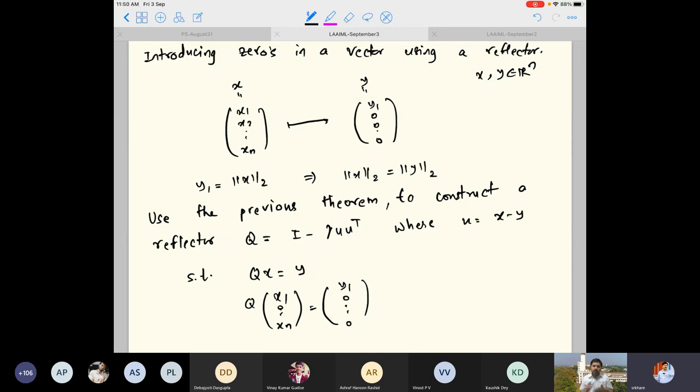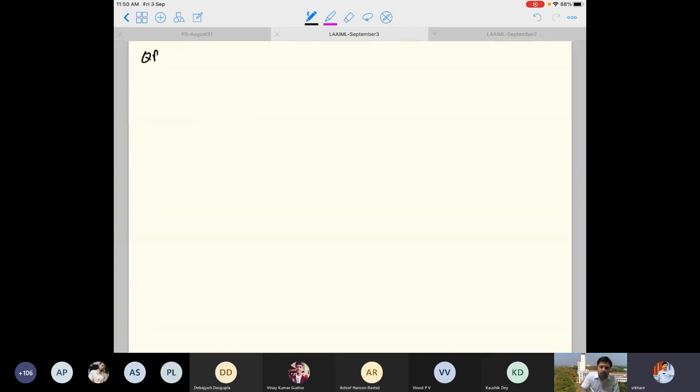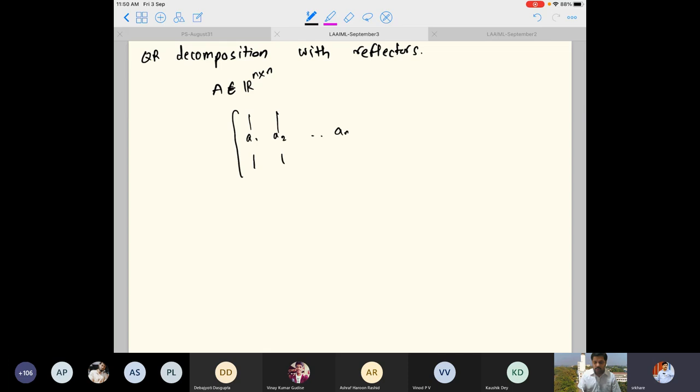And once you are able to introduce the zeros, then what do you do? You apply this repeatedly n minus 1 number of times. So in this QR decomposition, QR decomposition with reflectors, what do you do? You start with a matrix A, which is a matrix of the size R n by n. Okay, so it's an n by n matrix, and you have these columns, so let us say A1, A2 up to AN. Then first, you build a reflector Q1, which takes you to this particular form. Okay, and these columns are as is, right?